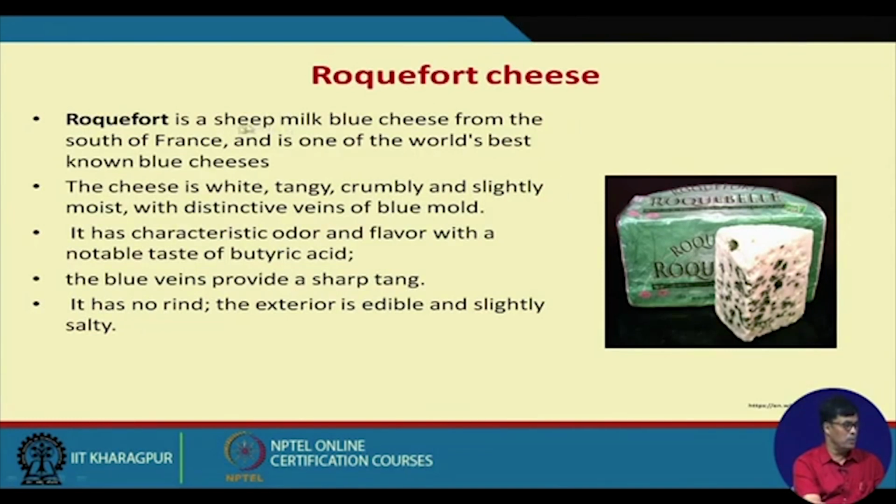This is a cheese produced from sheep milk, a blue cheese from the south of France, and is one of the world's best known blue cheeses. This cheese is white, tangy, crumbly, and slightly moist with distinct hints of blue mold. It has a characteristic odor and flavor with a notable taste of butyric acid. The blue veins provide a sharp tang, and it has no rind. The hardness will not be there. The exterior is visible and slightly salty.